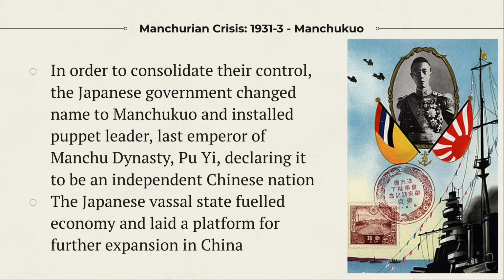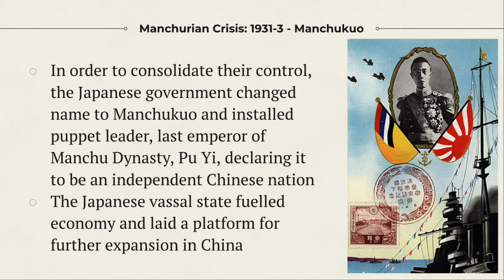So they put in charge of this Puyi, the last emperor of the Manchu dynasty, which ends in the early 20th century. And so they declare it to be an independent Chinese nation. This is a vassal state. It fueled the economy and laid the platform for further expansion into China. So all of the natural resources that they gain in Manchukuo are really vital for fueling Japanese economic recovery from the Great Depression and really leading to their development in the lead up to World War II.